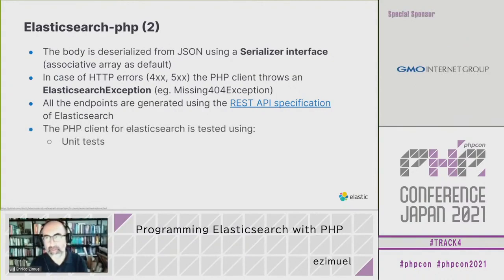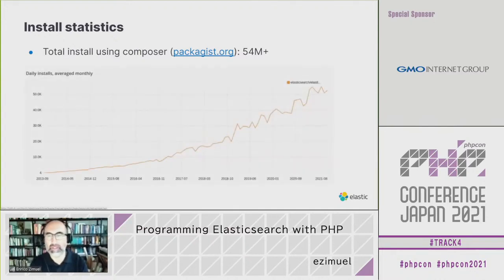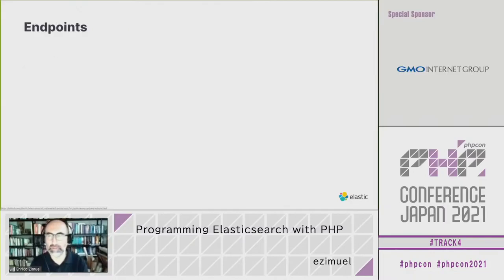And of course, we test the Elasticsearch-php client using unit tests, but also with integration tests. We actually use the same integration tests as Elasticsearch, so there are more than 2,400 tests. There are a lot of integration tests, because of course we want to be sure that everything is working fine. Just to give you some statistics, the Elasticsearch-php client is quite a popular project. It has more than 54 million downloads, and this graph shows that it is growing day by day. So we are, of course, happy about these results.